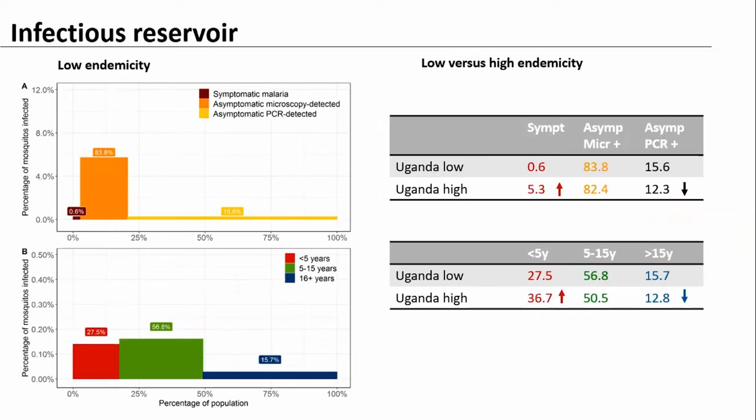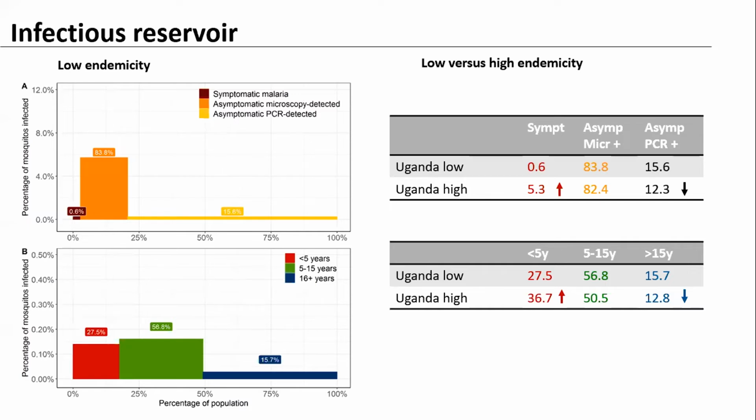We got interested also in estimating the contribution of different populations and age groups to the infectious reservoir. The upper plot is participants from the low transmission area. We're not able to show the plots for those from the high transmission area. For plot A, the width of the graphs represents the proportion of infections from the different subpopulations. This one is really talking about the contribution of the different infection types to the infectious reservoir.